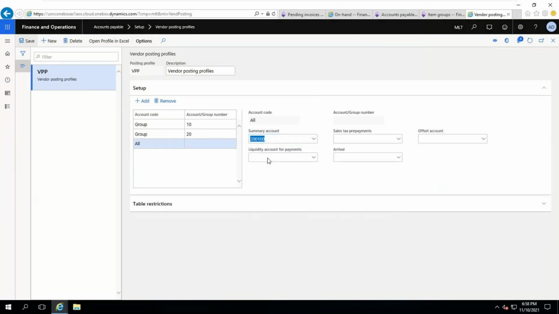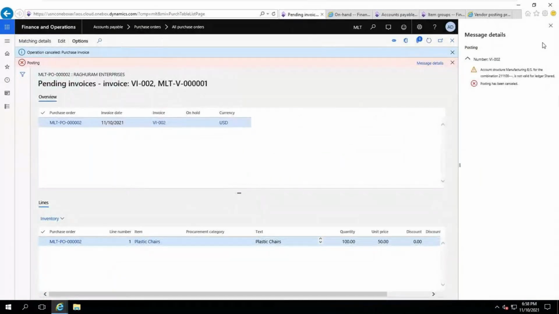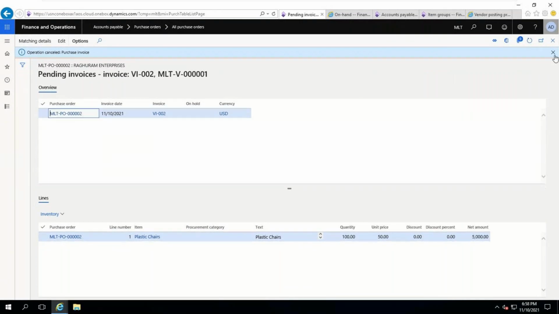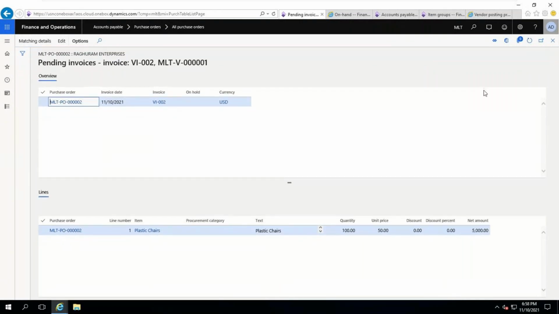So in the last moment I have changed. Now I'm posting once again. Understood the error messages? In the last moment I have changed the chart of accounts from standard to shared. But usually we should not make any mistake. It should be mapped properly.